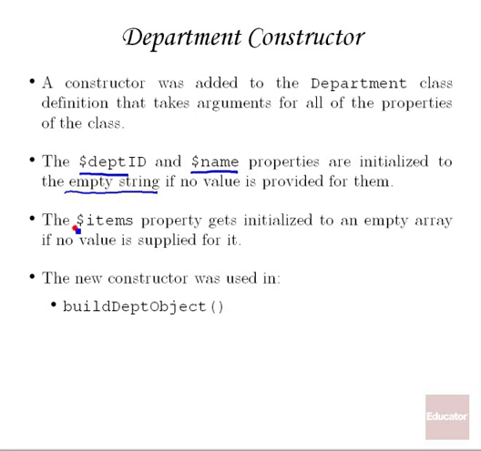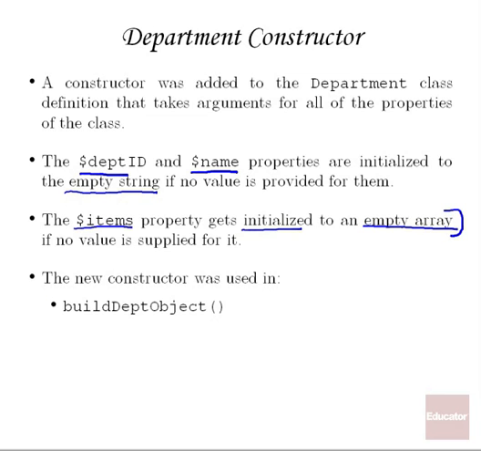Additionally, if the items property is not passed in, so if we don't pass in an array of item IDs that represent items in the department, then we're going to be initializing items to an empty array. That's because it's an array property, and so when we initialize it, we want to initialize it to the data type that it's going to be used as. In this case, it's an array, so we use the empty array.